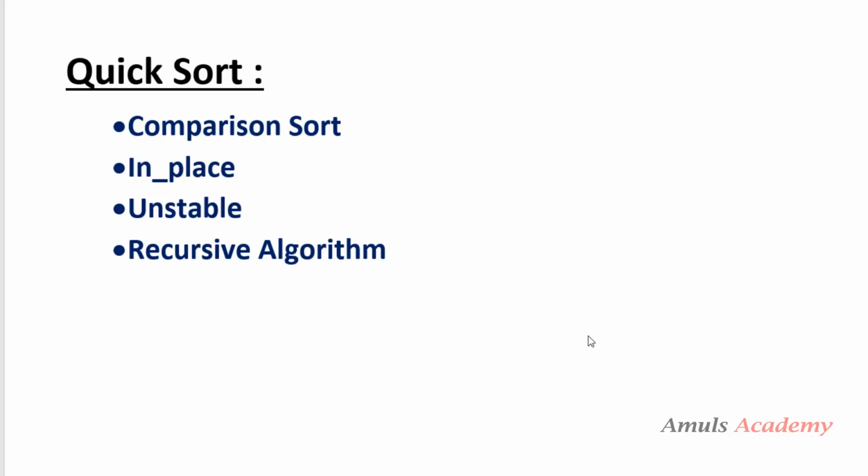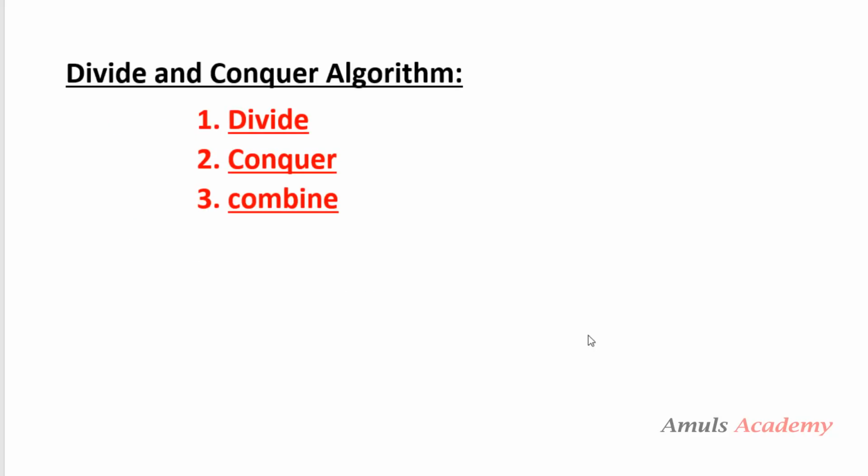And next is an unstable algorithm. That's nothing but the relative order of equal sort items is not preserved. Like if you are sorting a list and it contains duplicate values, the order in which they appear in the input may not be the same in the output. Next, it is a recursive algorithm. And quicksort is a divide and conquer type of algorithm.